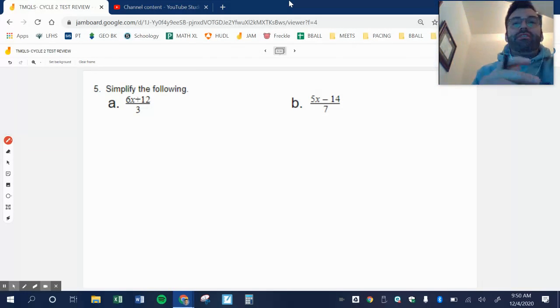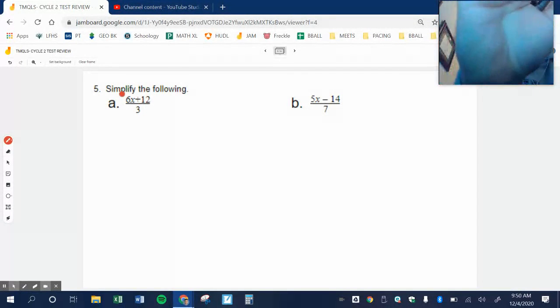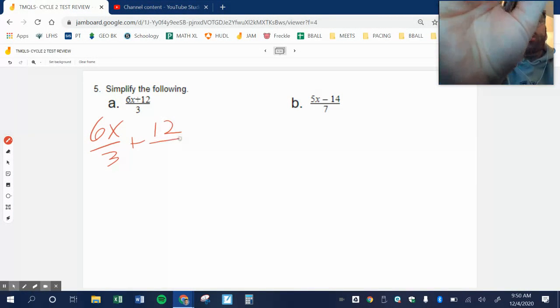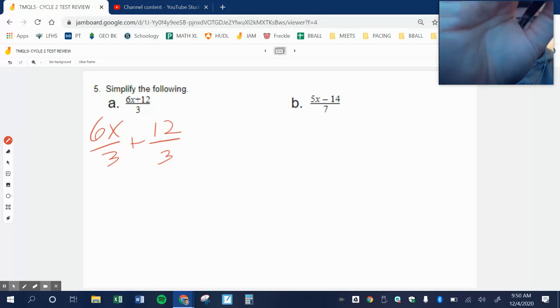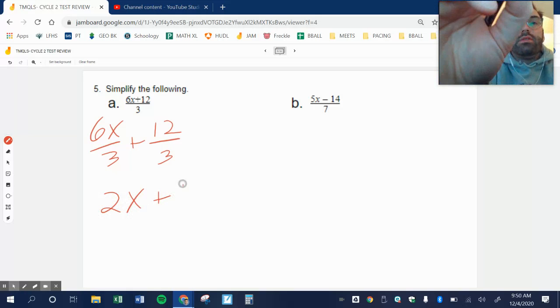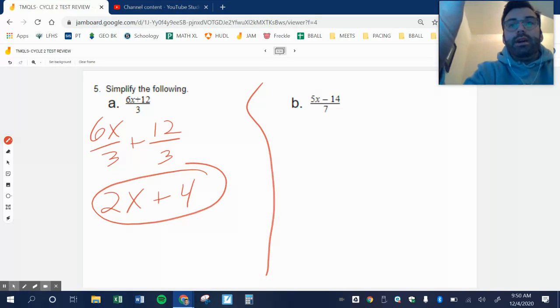All right, simplify the following. So I have a binomial, 2 terms, divided by a monomial, 1 term. So I want to split this as 6x over 3 plus 12 over 3, and then simplify each individually. So 6 over 3 is 2x. 12 over 3 is 4. That's it.